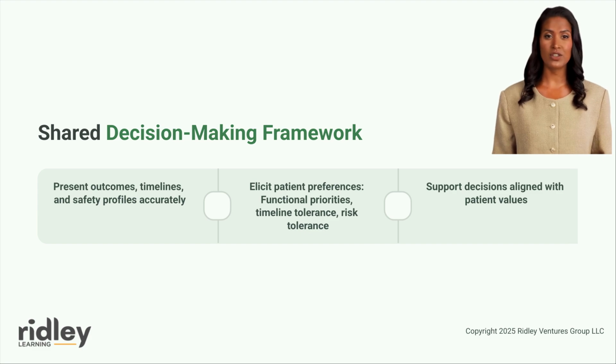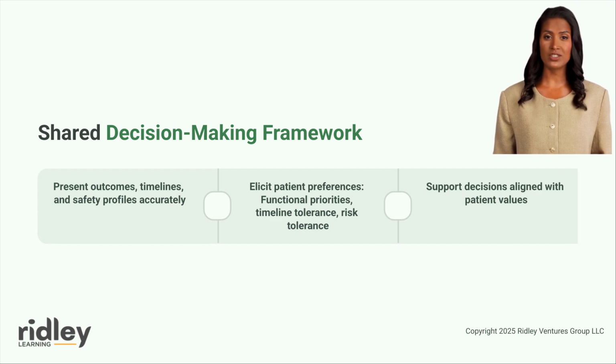Patient factors to explore in the decision-making discussion include functional priorities and the activities most important to maintain or restore, timeline preferences, and tolerance for gradual versus rapid improvement, risk tolerance and concerns about surgical complications, previous experiences with surgery or rehabilitation that may influence current preferences, and practical considerations including transportation for rehabilitation appointments, support for surgical recovery, and insurance coverage for different treatment approaches. Understanding these individual factors enables truly patient-centered recommendations.